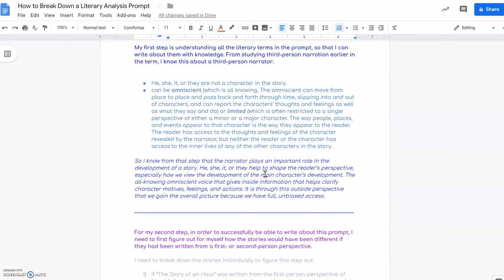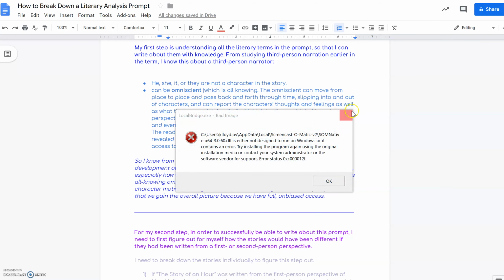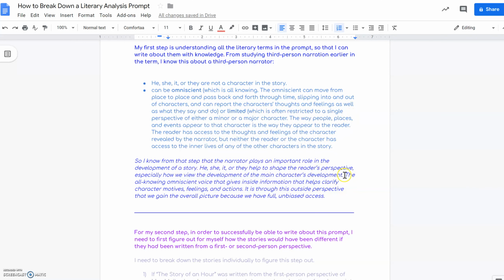So I know from my breakdown of what a third-person narrator is that the narrator plays an important role in how a story develops. They, he, whoever it is, he, she, it, they, help to shape how we view the development of main characters. And I just realized I put development of the main character's development. Let's just say main character.